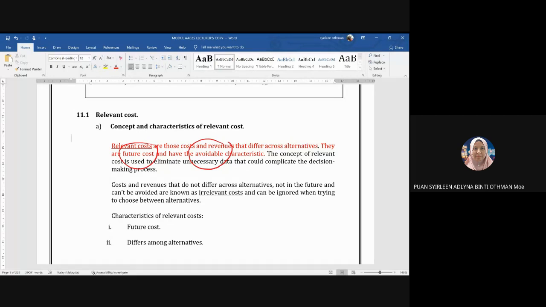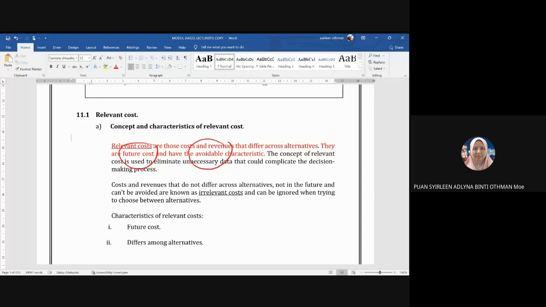Okay, ada certain cost yang tidak boleh dielakkan. Tidak boleh dielakkan tu maksudnya apa jadi sekalipun you still need to tanggung the cost. You still need to bear the cost. So the cost is unavoidable. So apa contoh cost unavoidable tu macam fixed cost. Okay, kalau saya tak produce pun saya still kena bayar sewa. So that is unavoidable. Tapi kalau untuk relevant cost ni, cost tu is avoidable, boleh dielakkan.